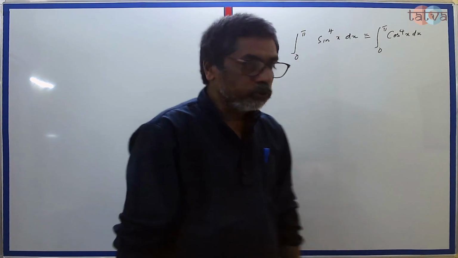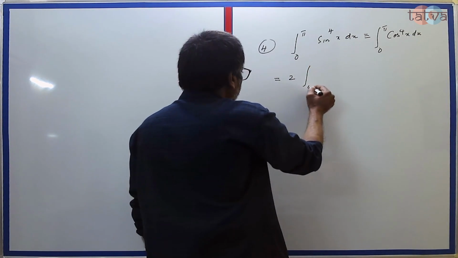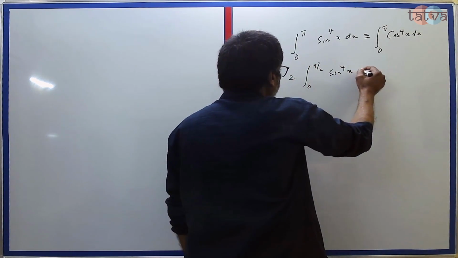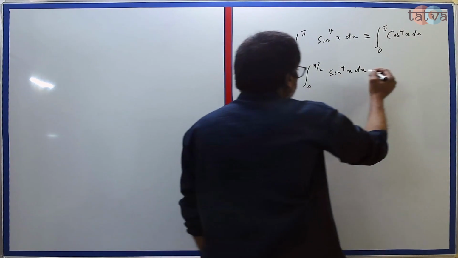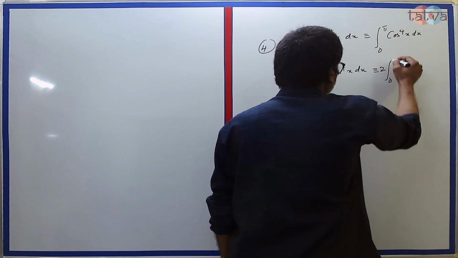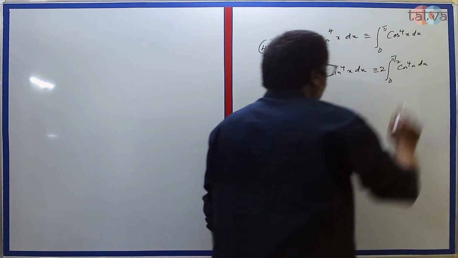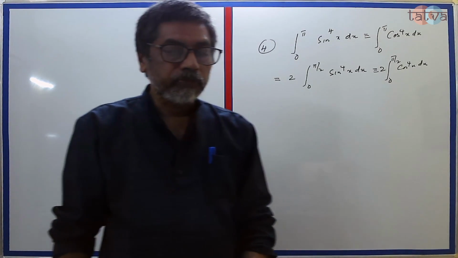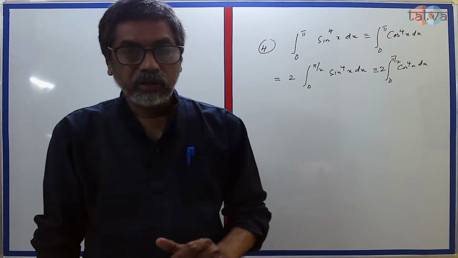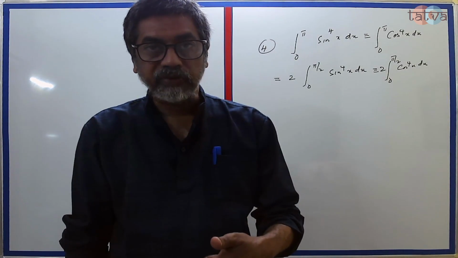So this can be reduced to a 0 to pi by 2 integral. Not only in this case, but even in the cosine case, the same thing happens. Mind you, only when the power of cos function is even, you can do 2 times 0 to pi by 2 of the cosine function.